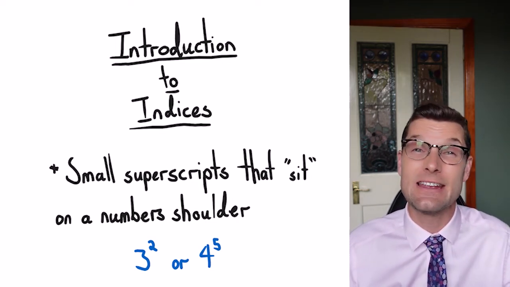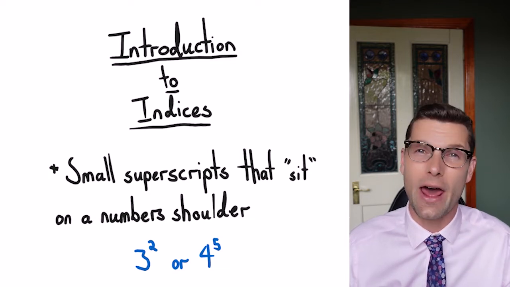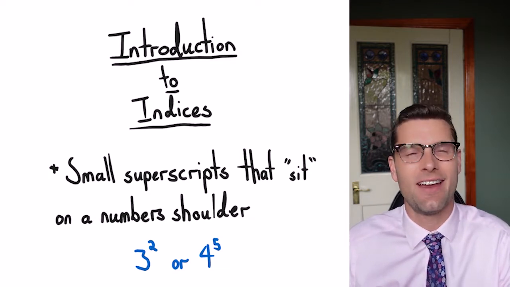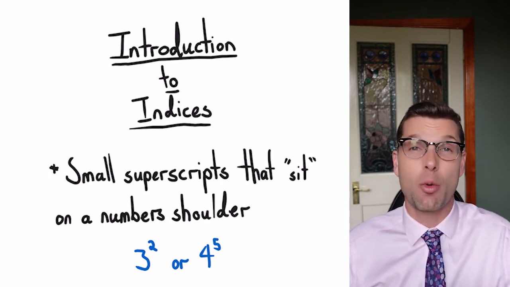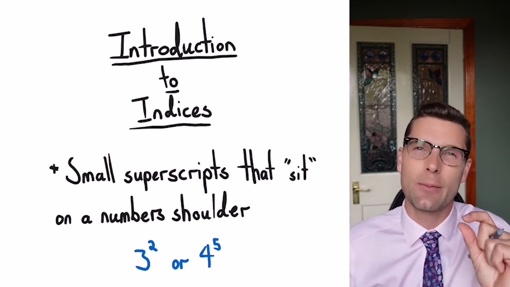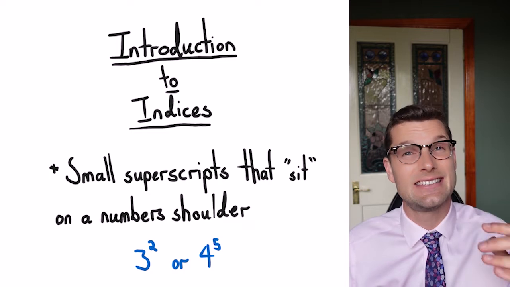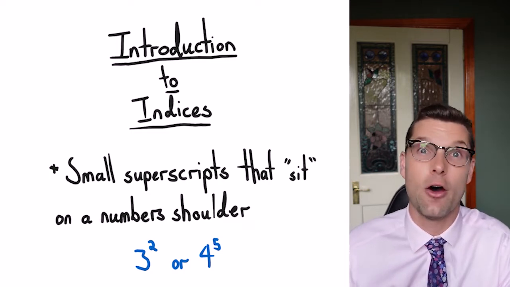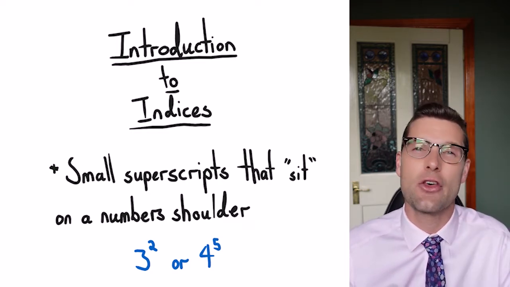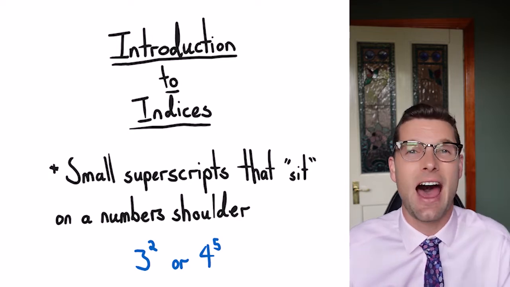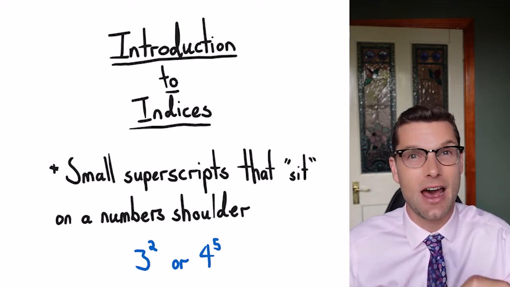Today we're going to look at the introduction to indices. What are they? What do they represent? And how did mathematicians get away with being lazy once again? When we're talking about indices, we're talking about those small little numbers that sit on top of the shoulder of a big base. These small numbers are written as a superscript up the top.